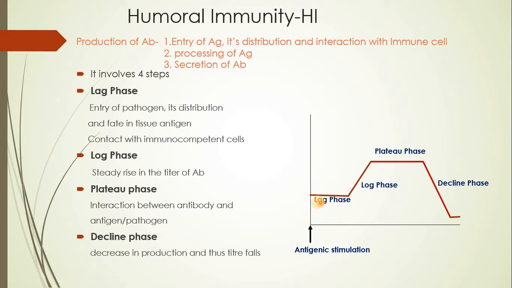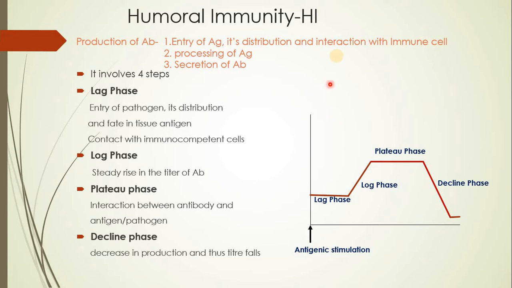Now in this lag phase, a long time period is required wherein the antigen makes its entry into the body, then it gets well distributed, and then there is an interaction of this antigen with the immunocompetent cell. So this time-consuming process causes delay in synthesis of antibody, as a result of which the level of antibody, if I measure in this phase, will be less or almost equivalent to zero.